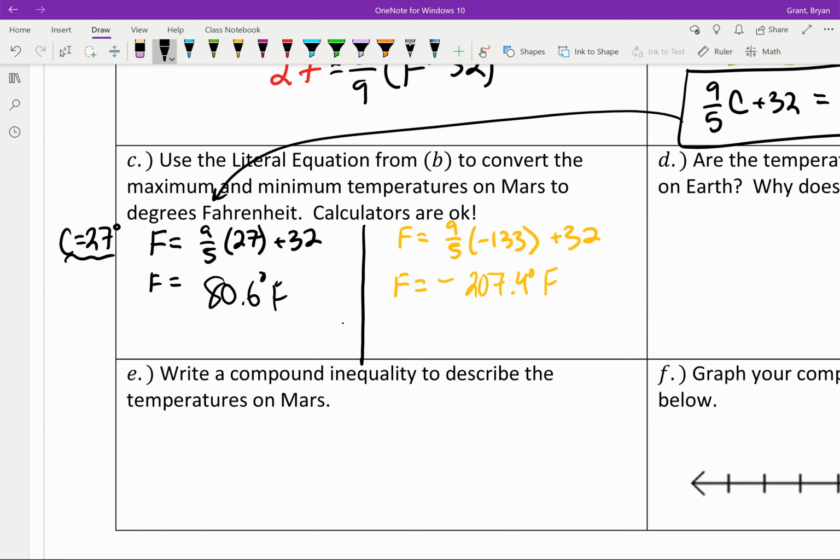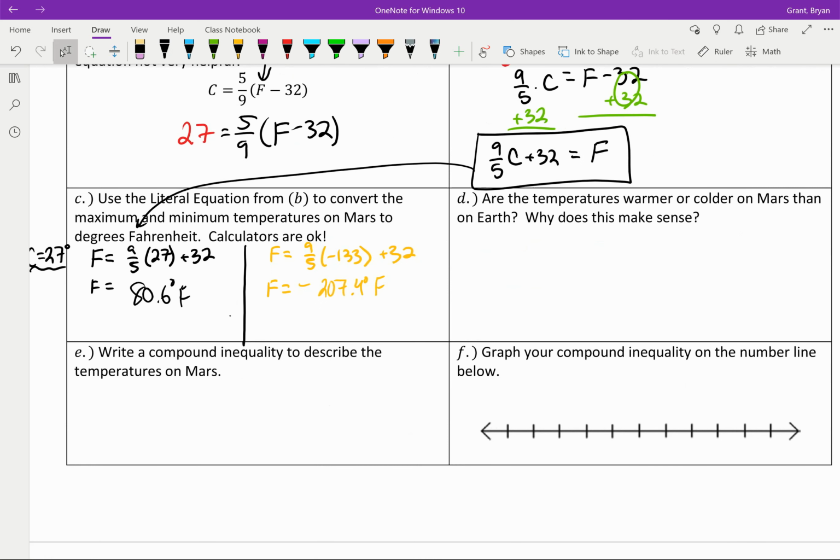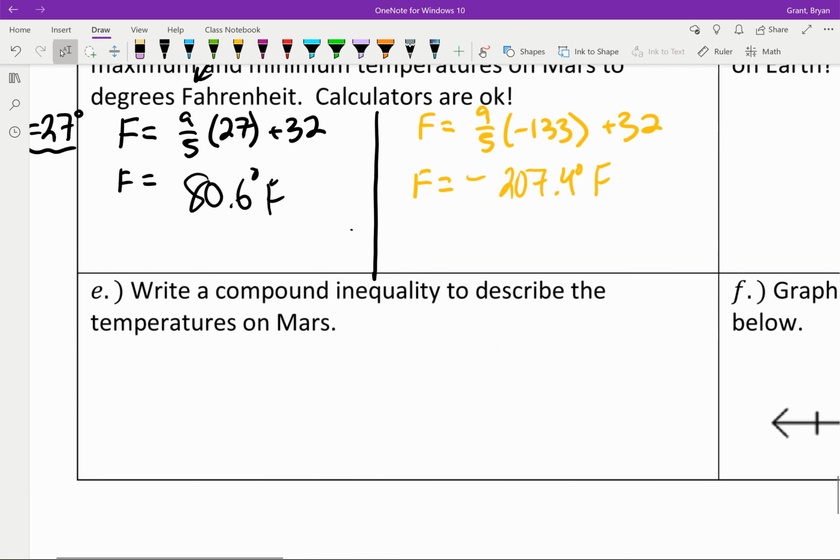And I think that actually might make sense for part D, because if you think about where Mars is in relation to the solar system, right? Mercury, Venus, Earth, Mars. Mars is further away from the sun than we are, and so it should probably make sense that it's a little bit colder because it's further away. Let's go ahead and take a look at part E. Part E says write a compound inequality to describe the temperatures on Mars.